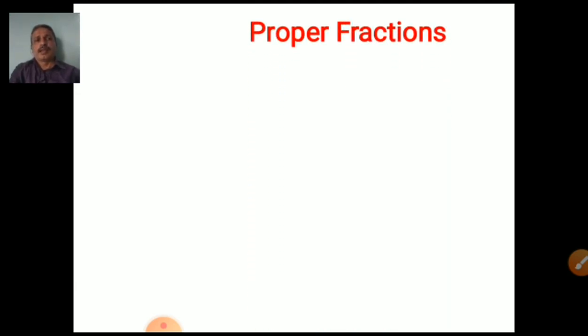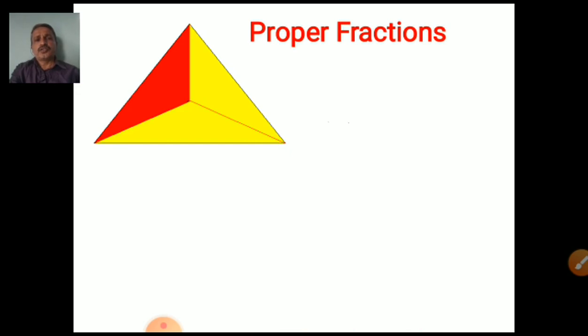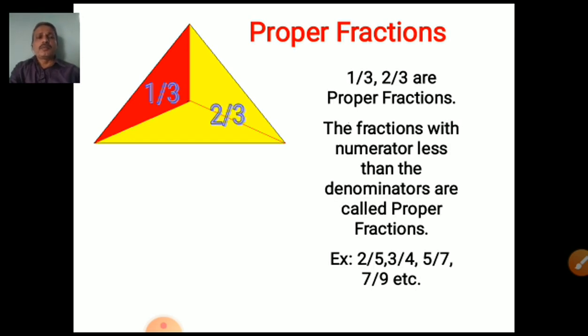Proper fraction. Listen student, this is a very important definition of this chapter. Proper fraction and improper fraction. 1 upon 3 is a proper fraction. 2 upon 3 is also a proper fraction. How to define this? 1 upon 3 and 2 upon 3 are proper fractions. Fractions with numerator less than the denominator are called proper fractions. There are countless examples, but I want to express here 2 upon 5, 3 upon 4, 5 upon 7, 7 upon 9, etc.